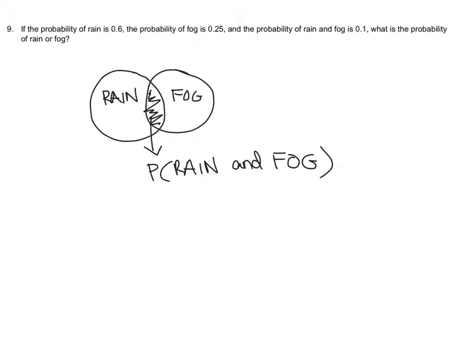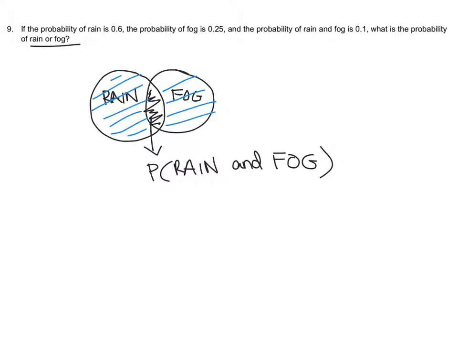But we're asked to find the probability of rain or fog. So that means I can either have rain or I can have fog. Now notice with the blue shading, I didn't shade the intersection of the two because the intersection represents both of them together, and I want either the rain or the fog.